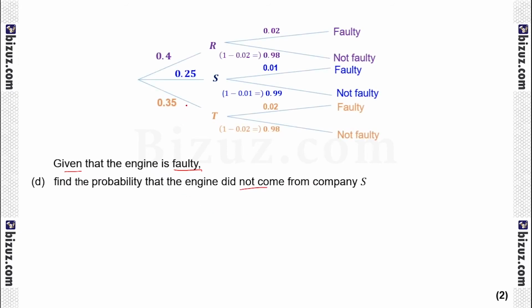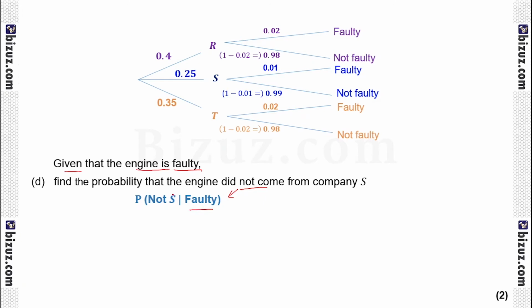Given that the engine is faulty, we can already guess that this is a conditional probability problem. Find the probability that the engine did not come from company S. All right, so I'll again bring this for reference. What they're asking for, and this is important, we need to interpret correctly, is that given that the engine is faulty.